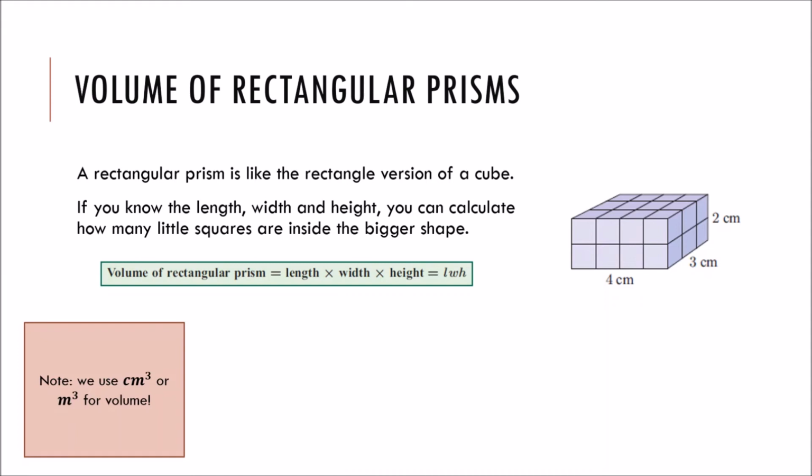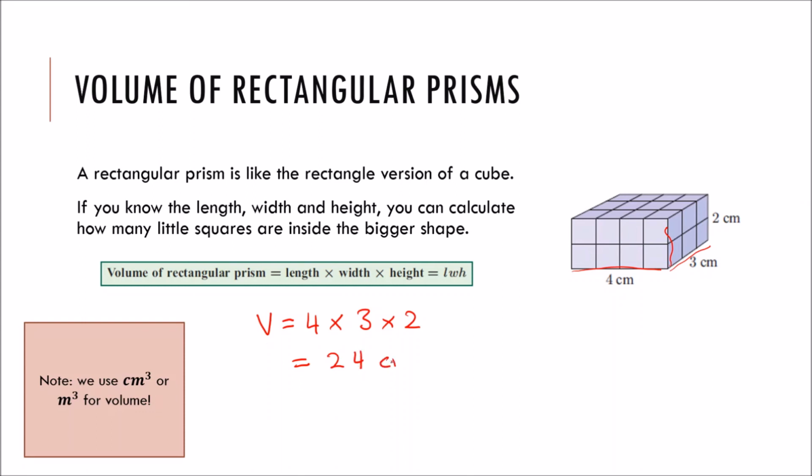bigger shape. All right, so here we have 4 across, 3 back, and 2 up. And we can find the volume using all of those values. So the volume is equal to our length, which was 4, times by our width, which was 3, times by our height, which was 2. So if I put all of those things together, I get a total of 24.